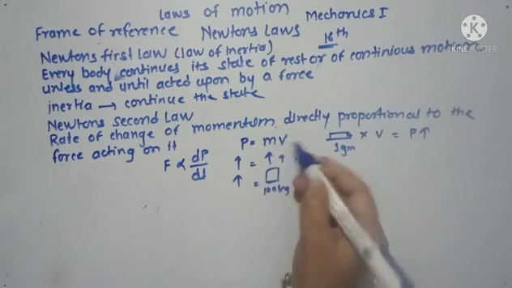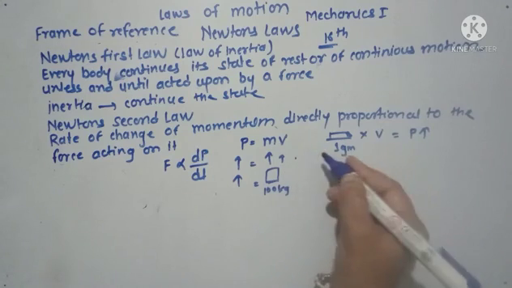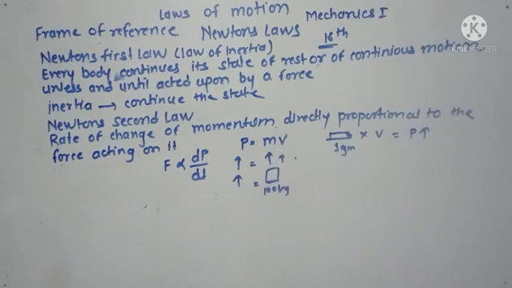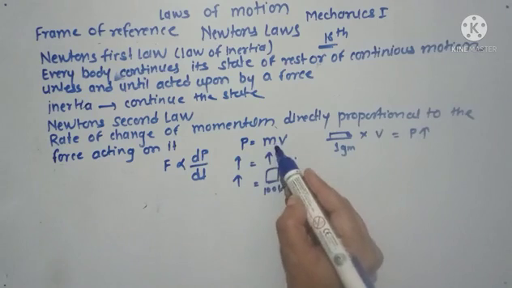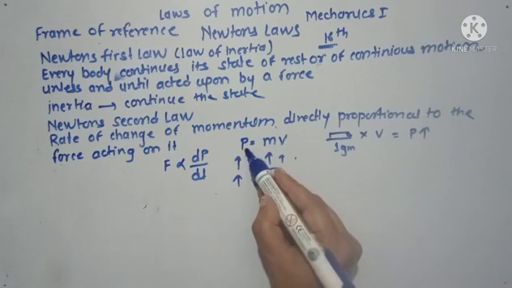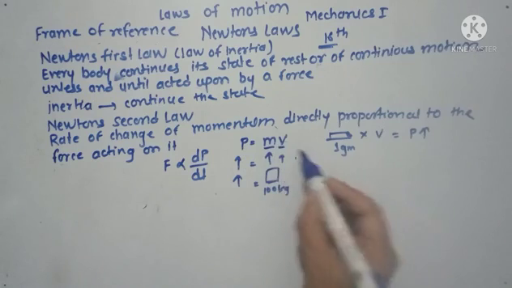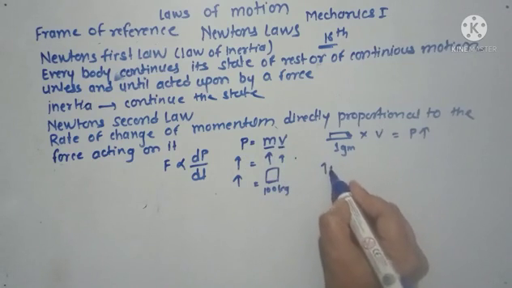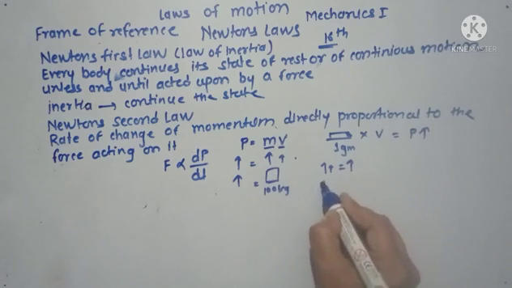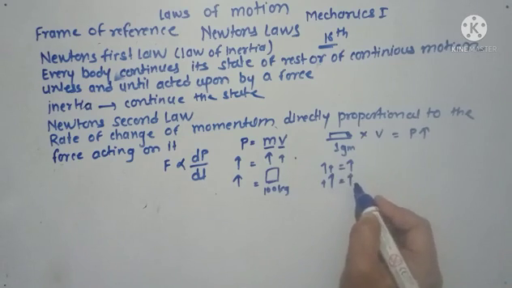Any particle which possesses mass and velocity is said to have momentum, and this momentum depends on the mass and the velocity. If you have a greater mass and a smaller velocity, then also a higher momentum will be created. Or if you have a small mass and a greater velocity, then also high momentum will be created.